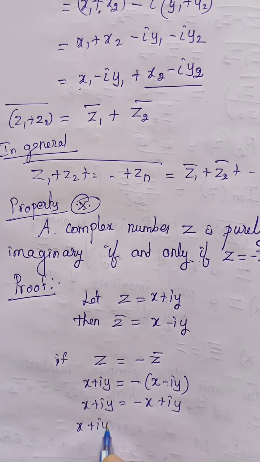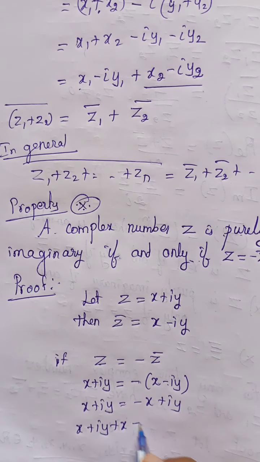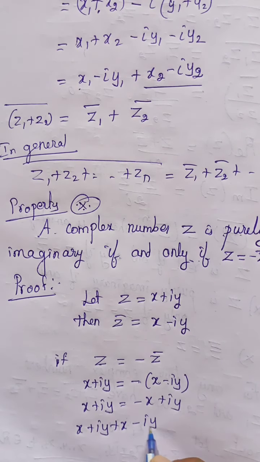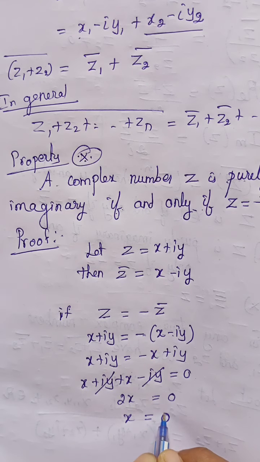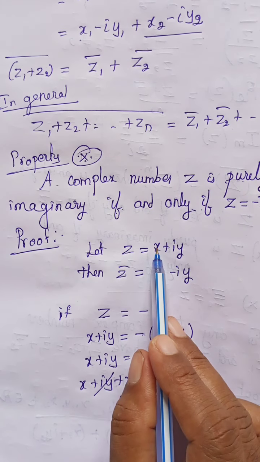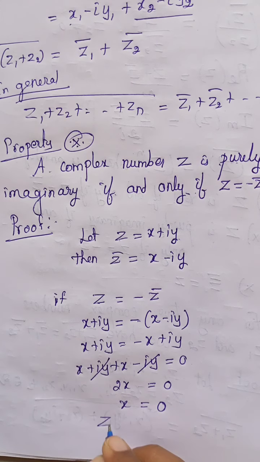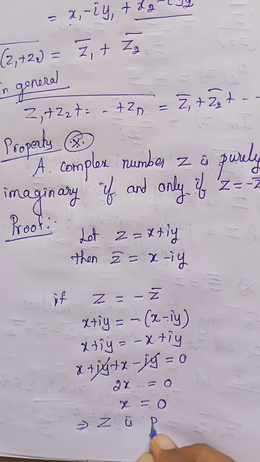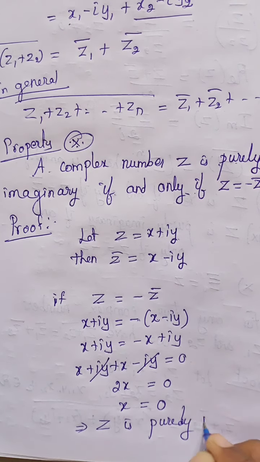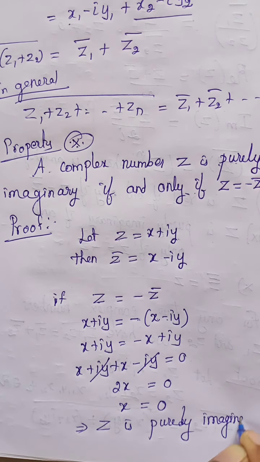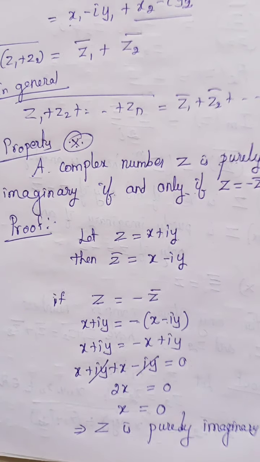Bring all the terms to the left hand side. This is plus x, and this is minus iy equal to 0. Plus iy and minus iy get cancelled. So we get 2x equal to 0, or x equal to 0. In this complex number, if x equals 0, what happened? z is purely imaginary. Yes or no? When x is equal to 0, automatically z is purely imaginary. This is what they have asked us to prove.